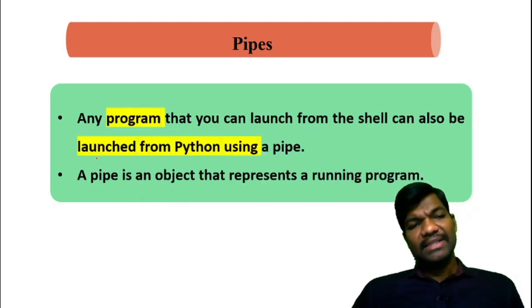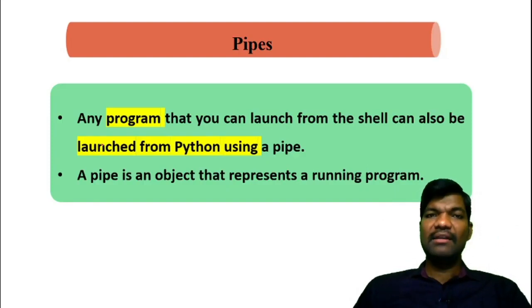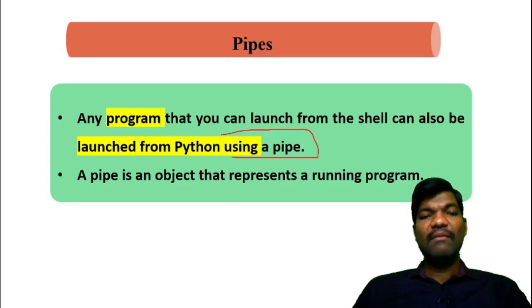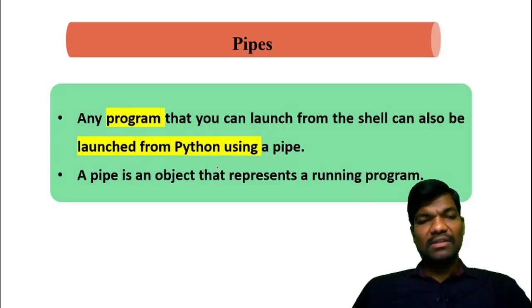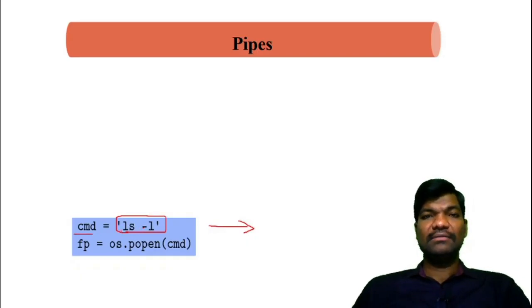Here, by using Python, we can launch any programs. Not only Linux programs, we can launch any program by using Python with the help of a pipe. So let's check one example. In Unix, in Linux programming, this is for displaying the string. So command equal to ls hyphen l, display the line.